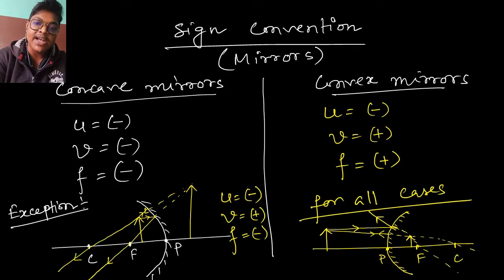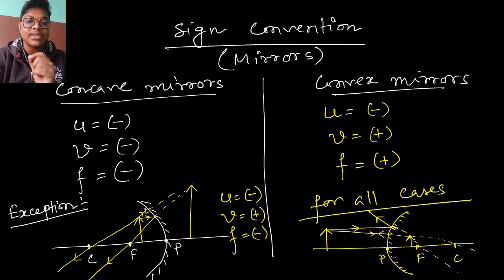Okay, so let's revise. For the case of concave mirror, for 5 cases, the sign conventions that I have discussed are the same. Object distance, image distance and focal length, all of them are negative. But for that special case, whenever the object is placed in between focus and pole, as you can see in this image, the image distance will be positive, because you are measuring the image distance in the same direction of the incident ray. So that's why I am considering the image distance as positive. The object distance is still negative, the focal length is still negative. Clear?